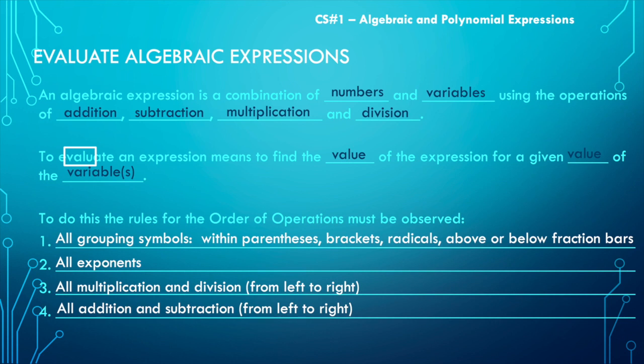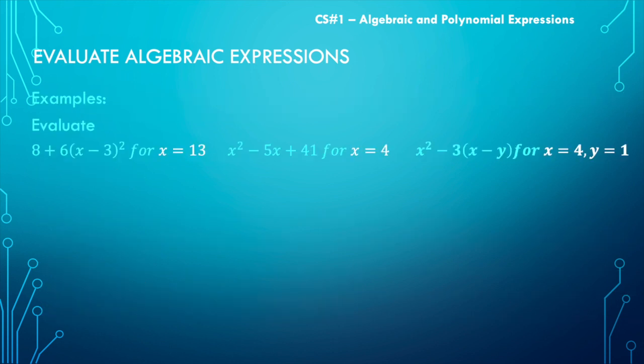All right, so let's give this a shot. Here are some examples. I've got 3 examples for you here. The first one is this one, 8 plus 6 times the quantity x minus 3, and that quantity is being squared. And we're going to evaluate this for x equals 13. So this is telling us what we're going to substitute in for x. Take that 13, sub it in for x. That's the very first step. Just rewrite that expression with that x substituted out and the 13 replacing it.